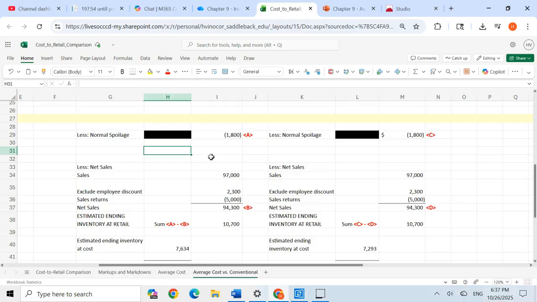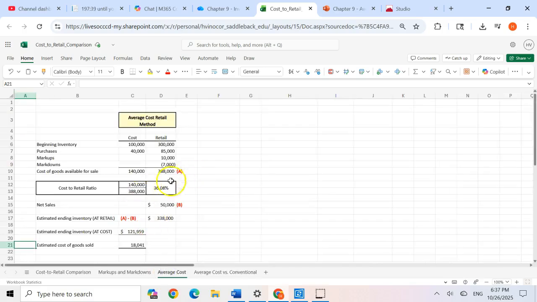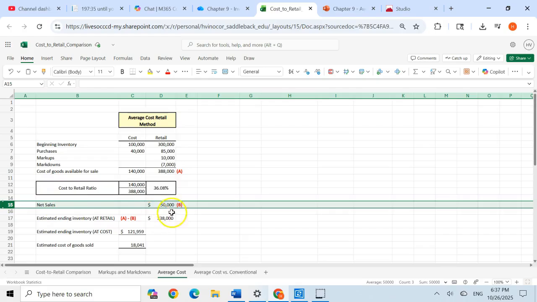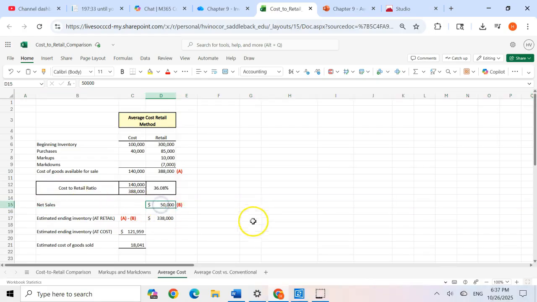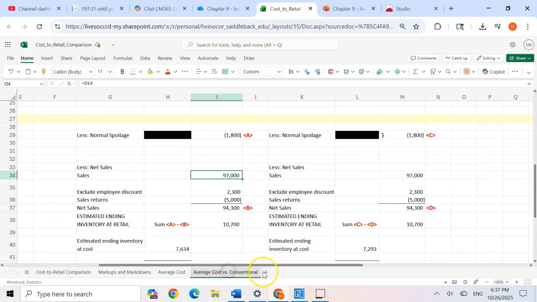Okay, so now we're at the point where we have our beginning inventory plus net purchases, and now we have to reduce our goods available for sale less normal spoilage by the net sales. So in the previous example, it was just a very simple example. This was given in the previous video where our net sales was just given to us as 50,000.